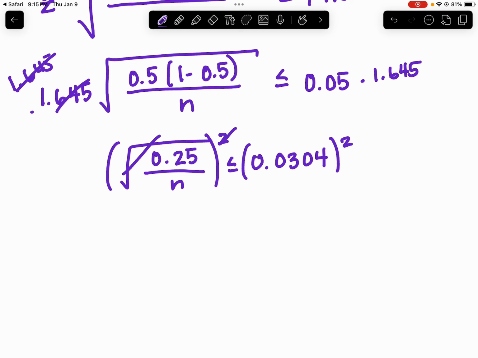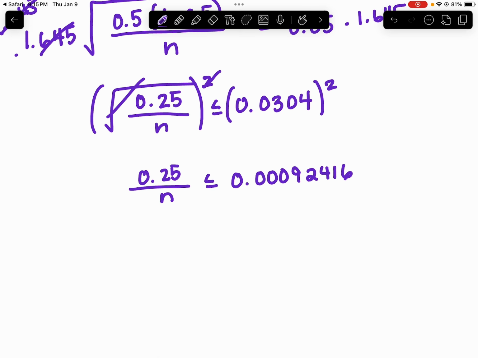Feel like you're back in algebra. Some of you probably really like that. We get 0.25 over n less than or equal to 0.000924116. I'm going to do a couple things at once here. Multiply both sides by n, divide by the whole big large decimal, and we are going to get n is greater than or equal to 270.52.